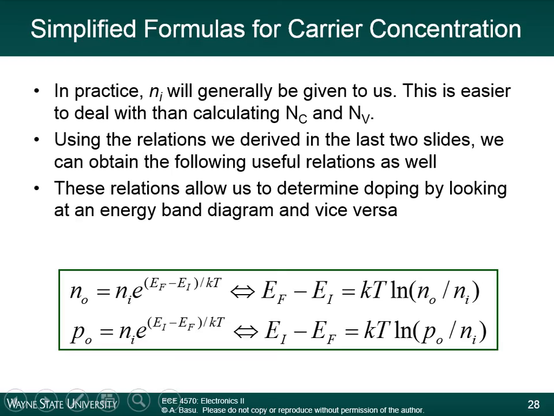So once we do an example of this problem, this will help you see what these formulas are used for. If you're given the location of the Fermi level and you want to calculate the electron and hole concentration, these two equations are useful. If you are given the electron and hole concentration and want to find the location of the Fermi level, then these two forms of the equations are useful. It's easy to go back and forth between these two forms. It's just one algebraic manipulation.